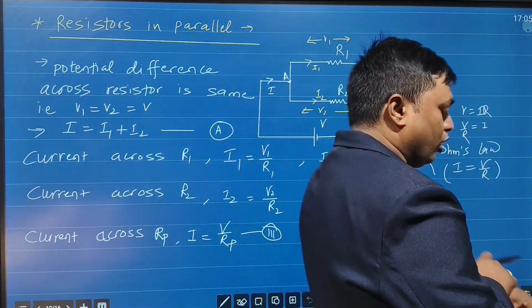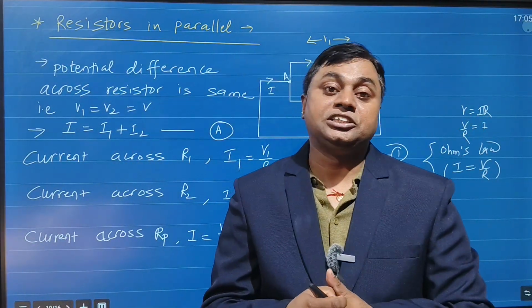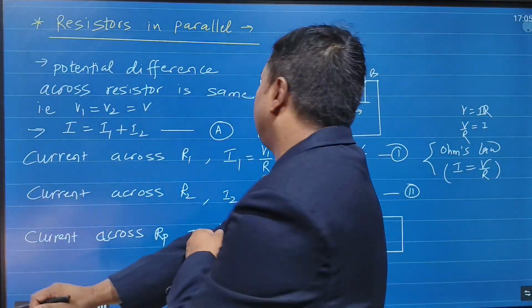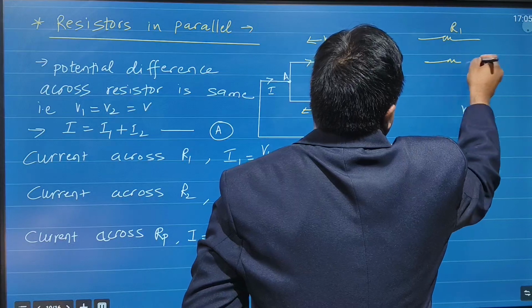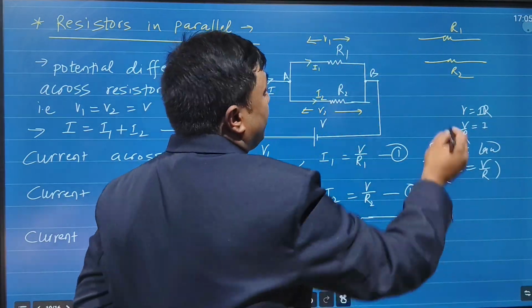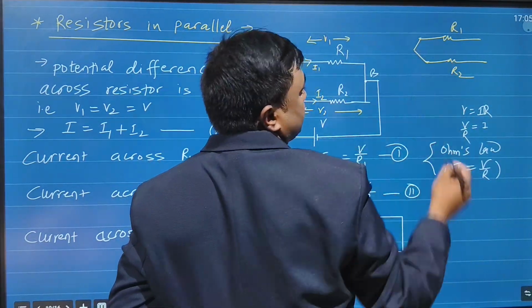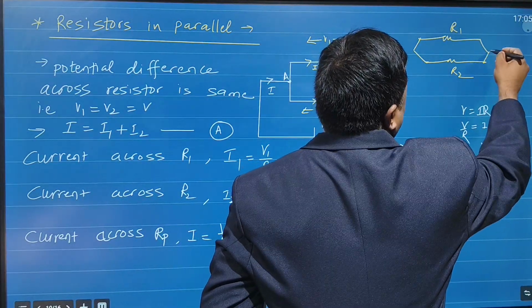Next we are going to discuss resistors in parallel. Try to understand first. Suppose there is a resistance R1 and another resistance R2. If one end of this is connected to one end of this, and the other end of this is connected to the other end of this.